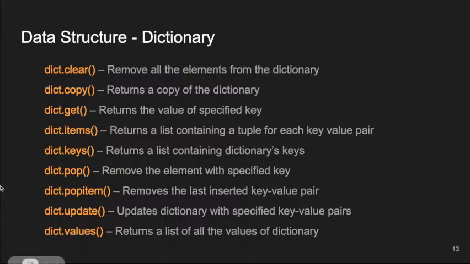So these are just a few methods for dictionaries. If you need more, you can go online, either Google to search it, or you just check the Python documentation to read more about it.